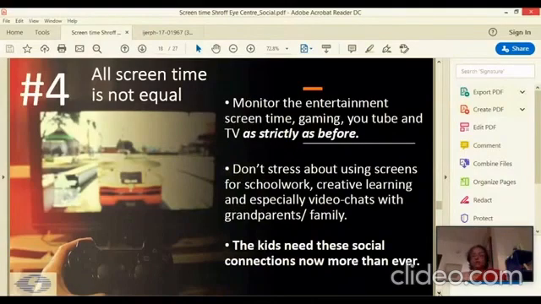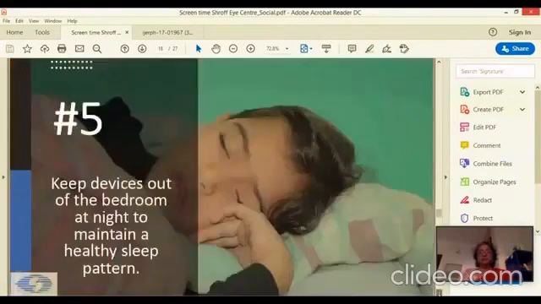The kids need these social connections now more than ever because we live so far away. Grandparents, particularly now, cannot even come out of their house. They are in lockdown. So you may want to have a few minutes of FaceTime with them every day. And that is okay. Don't fret about it.